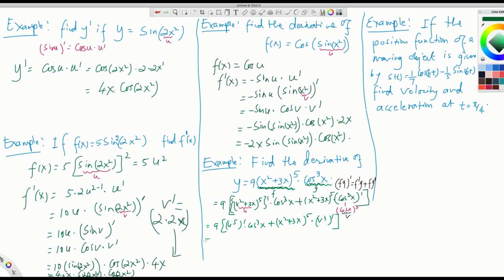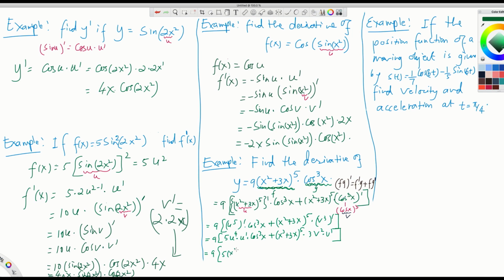So what is the derivative? 9. What is the derivative of u to the 5? It is 5 u to the 5 minus 1, which is 4, times u prime, times cosine cubed x, right? And then plus, just copy that, (x squared plus 3x) to the 5 times the derivative of v cubed, which is 3 v to the 3 minus 1, which is 2, times v prime, and there is a bracket outside. Let's plug in the values there. So that is 9 bracket 5. What is u? U is x squared plus 3x, right?